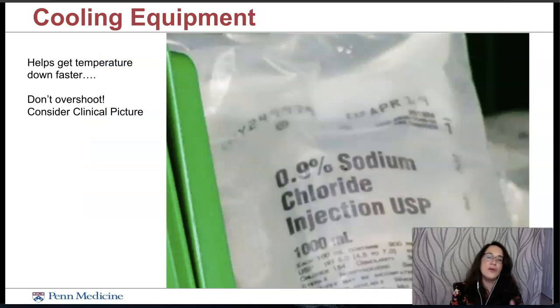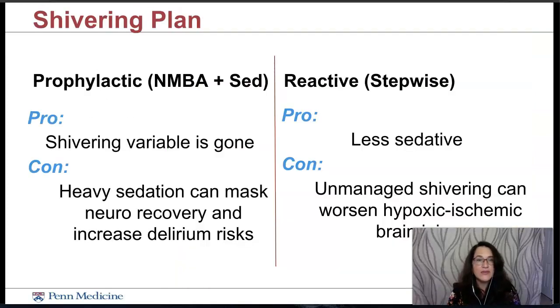Cooling equipment. So if you're still having trouble getting that patient to target temperature, you can do some cool saline, which you may have in the med fridge. Don't overshoot. And also, some people won't tolerate that, especially if they have ARDS or sepsis or, well, maybe not sepsis, but ARDS for sure, and some other problems. So cool saline used to be part of what you got no matter what, and now it's like if you need it. So just know that it's an option if it's possible for you.